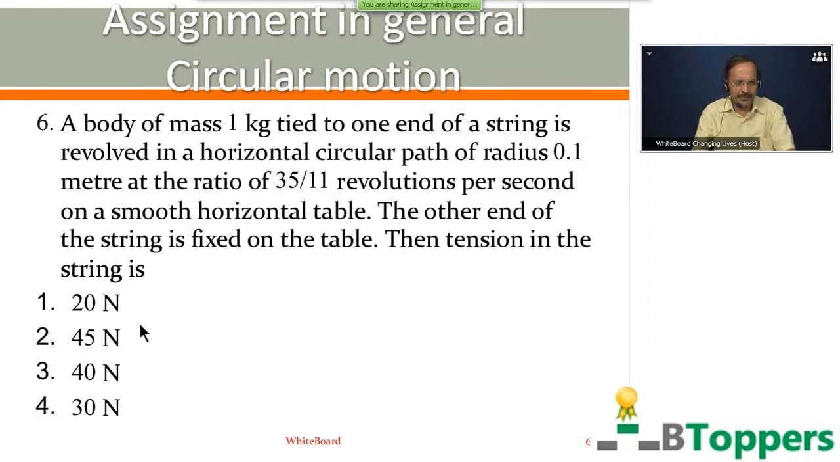so there are 4 options shown on the screen. First option 20 Newton, second option 45 Newton, third option 40 Newton, fourth option 30 Newton. Come on, try the question.